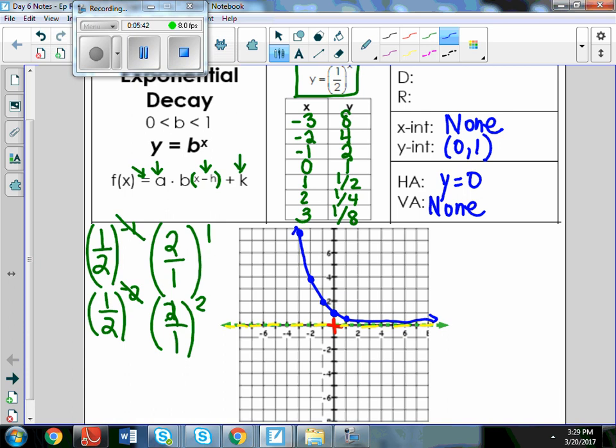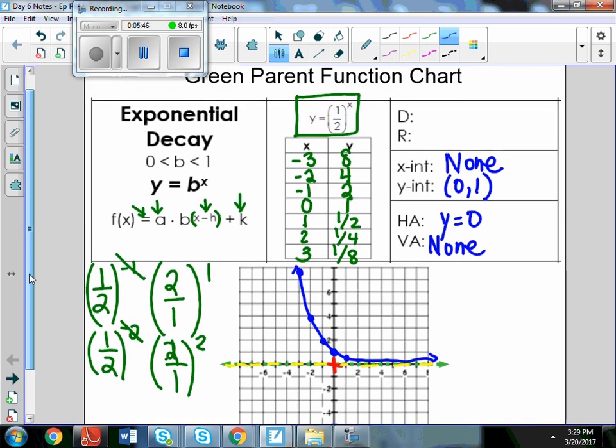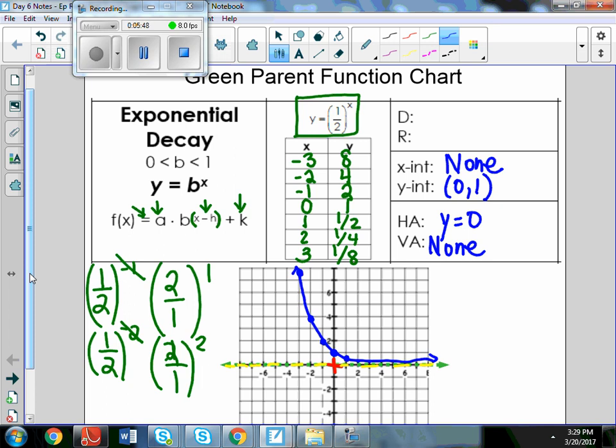These points are easier to plot when it's decay on the left. The domain is the same as growth.